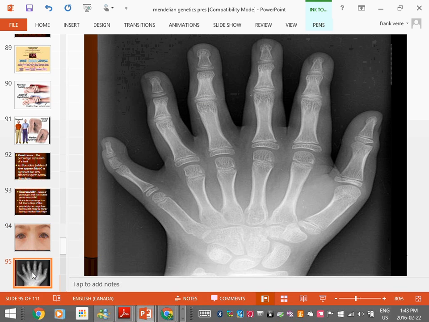So let me show you this picture. What's wrong with this picture? Okay. This is a condition called polydactyly. It's actually autosomal dominant.